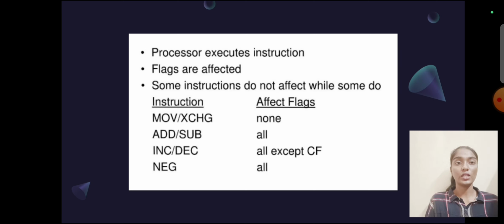When a processor executes an instruction, flags may be affected. Some instructions do not affect flags while some do. Instructions and which flags they affect: MOV/XCHG, none of the flags are affected. ADD or SUB, all flags are affected. INC/DEC, all except CF flag are affected. NEG, all flags are affected.